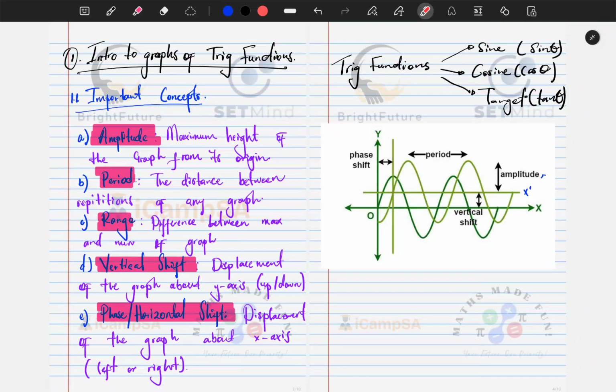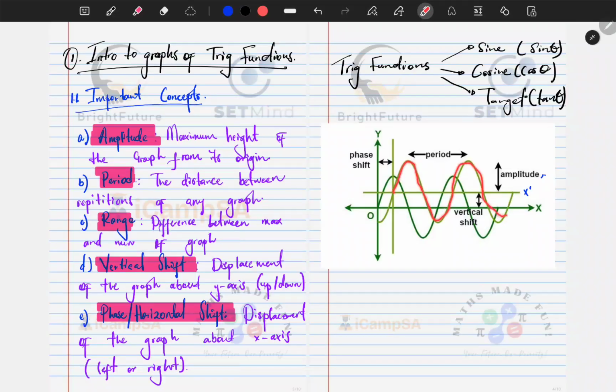Great. Now if we look at the light green graph, which goes from here to here, where is the origin of the graph? This is the origin, which here we refer to as x prime. It's actually the same graph, but it has been translated up by x amount of units. We'll get into that later on. So this graph has translated up, but this is the origin. So the graph starts here.